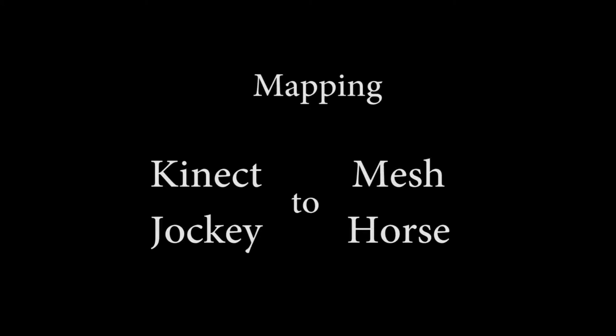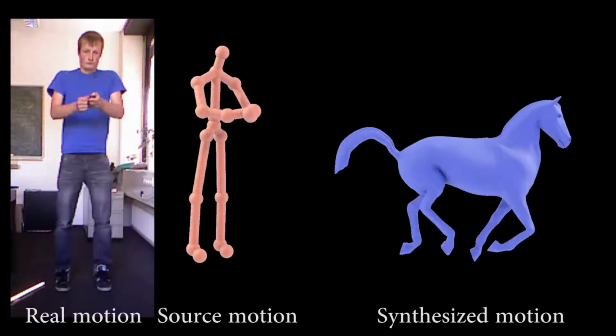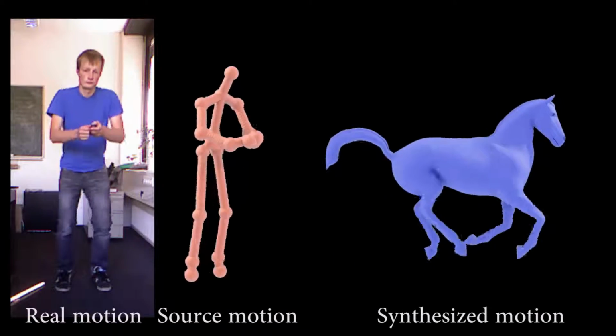With 4 correspondences, we map a saddle bounce motion captured with Kinect to a mesh horse gallop. The speed of the synthesized motion is linked to the source. A faster bounce means a faster gallop.